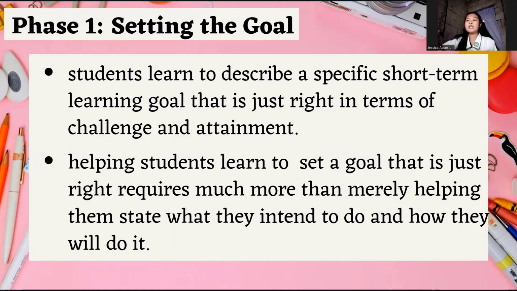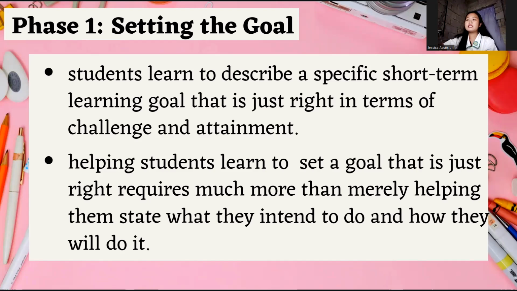During the first phase, setting the goal, students learn to describe a specific short-term learning goal that is just right in terms of challenge and attainment. Without a clear understanding of the learning and the criteria for success, however, setting a goal that's accurate can be overwhelming for students. If the students cannot distinguish the bite-sized chunks within a learning target, they will be unable to recognize logical and realistic steps they can take to ensure success.